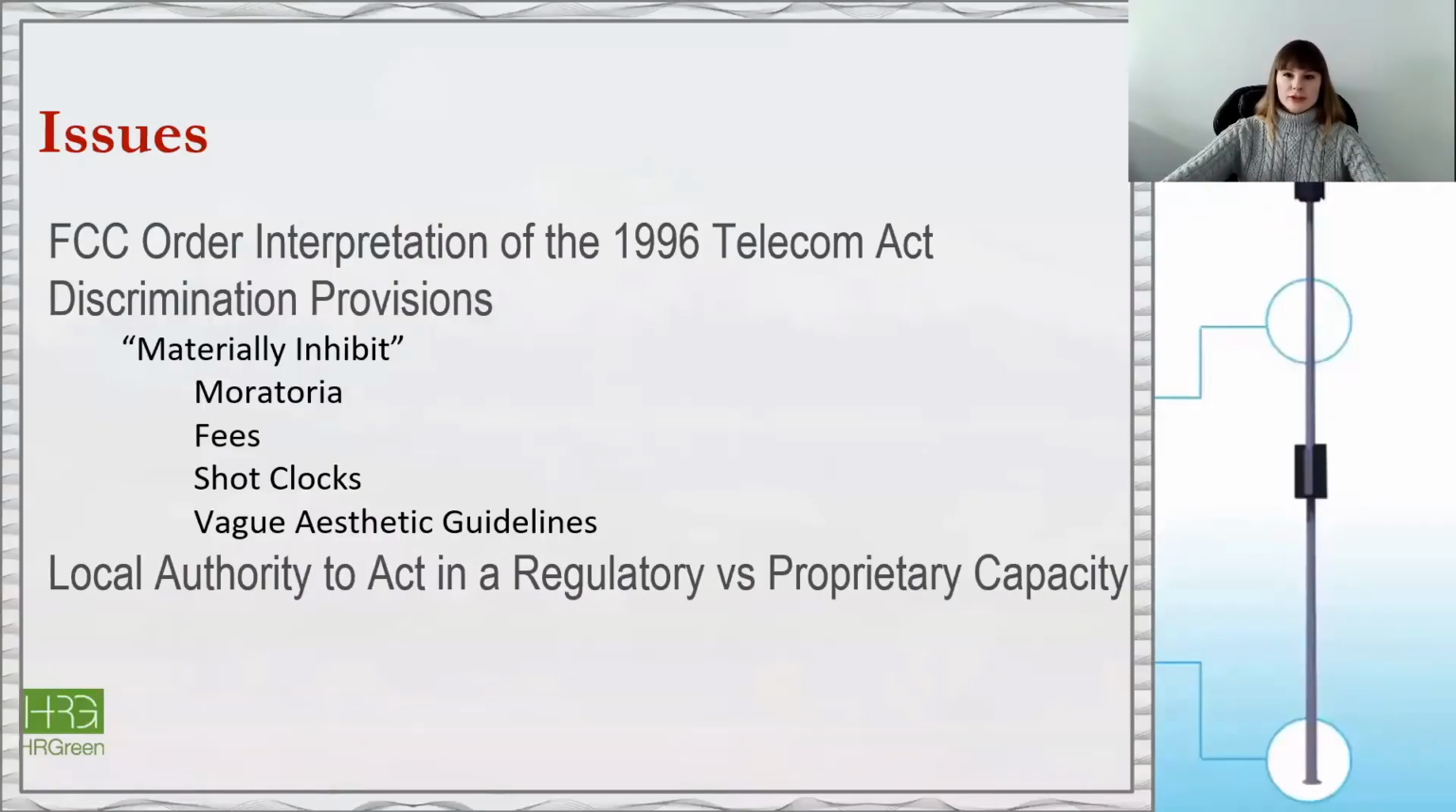When it comes to moratoria, express and de facto moratoria, which put deployment on hold, are not seen by the FCC as necessary to protect public safety and welfare.